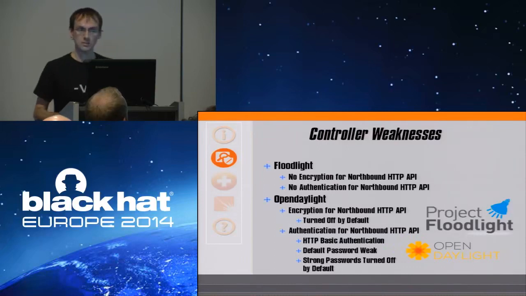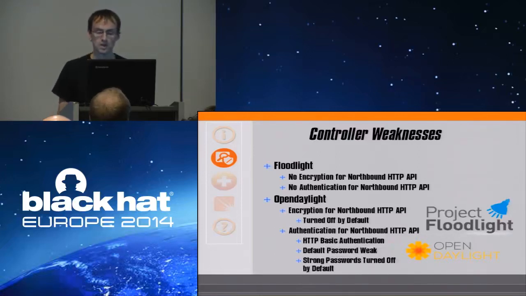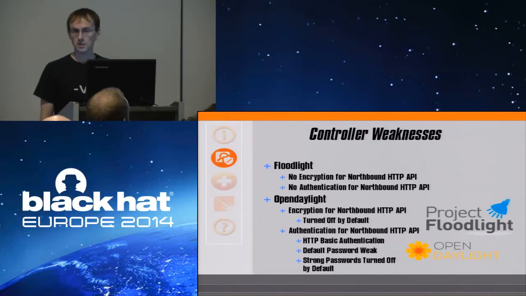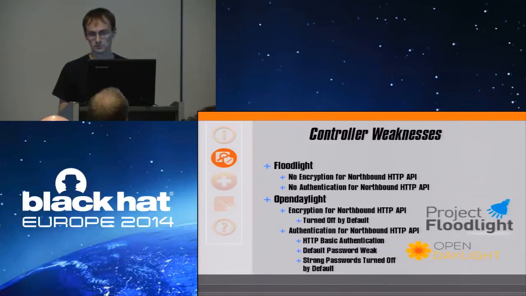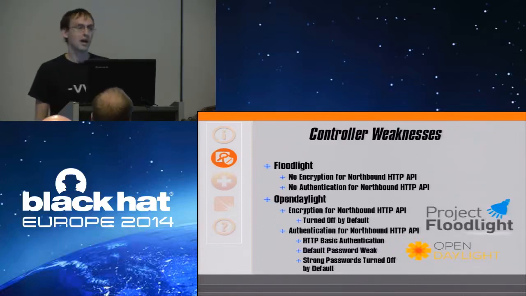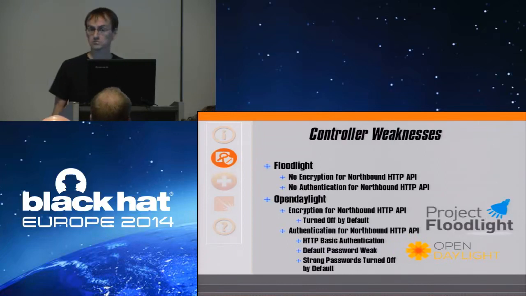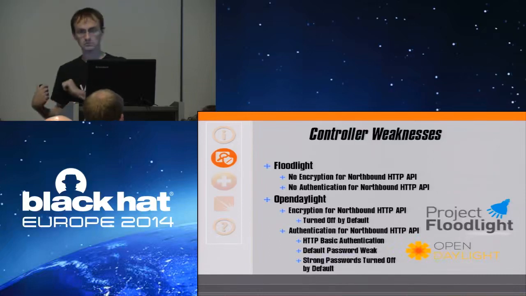Open Daylight seems to be better. Not really. There's encryption on that northbound HTTP API, but it's turned off by default. Authentication on the northbound, but it's HTTP basic authentication. Default password is weak, and strong passwords are turned off by default. Right? Yeah, wonderful. It seems like it's great. Well, it seems a little better than Floodlight. Not really. Because I'm going to show you an exploit.